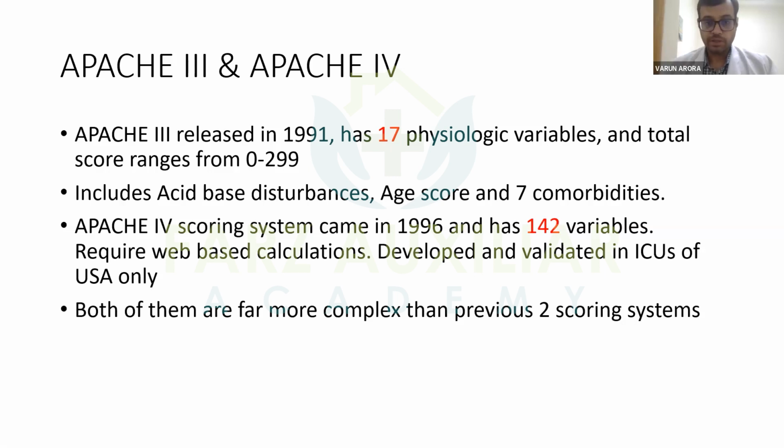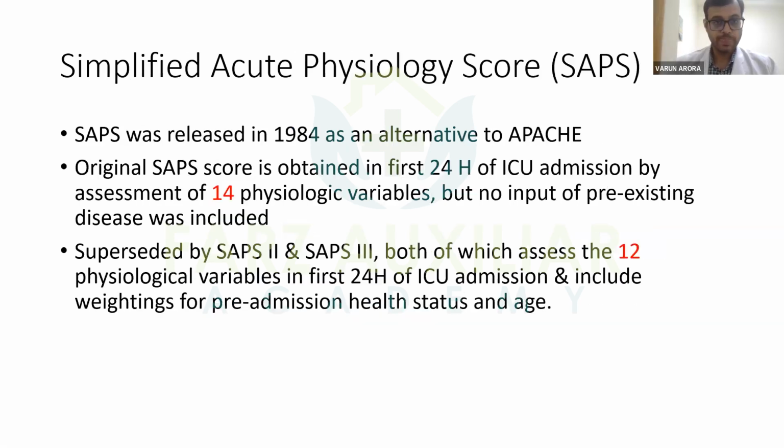This requires web-based calculations, and it is developed and validated only in ICUs of United States of America. These two, Apache 3 and Apache 4, are far more complex than the previous two scoring systems, and the most commonly we use is Apache 2 score.